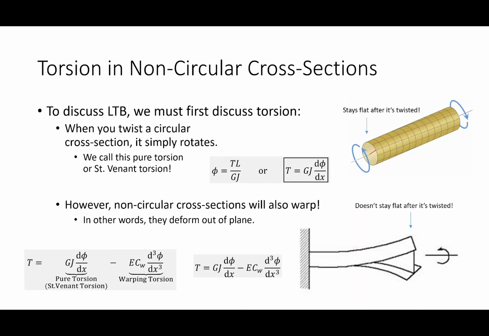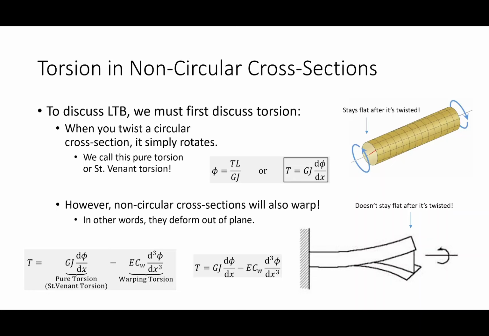But if the cross section is non-circular, that's not the case. So for example, if I was, instead of twisting this circular marker, twisting this, let's say, eraser, not only would the cross section rotate, but it would do what's called warping. So non-circular cross sections will rotate, but they'll also deform in and out of the plane.